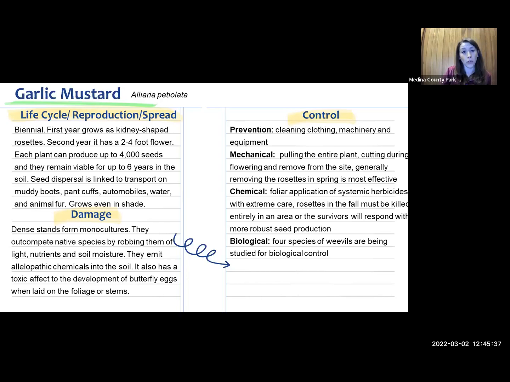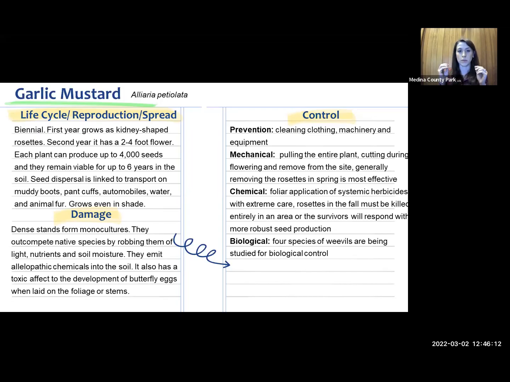So each plant can make up to 4,000 seeds, which is a lot of seeds, and then they remain viable in the soil for up to 6 years. They can take over a forest floor habitat. So they will prefer full sun, but they will grow just fine in partial to full shade. And particularly in our parks and anywhere else that has very good native spring wildflowers, this is something that we want to be aware of and protect.